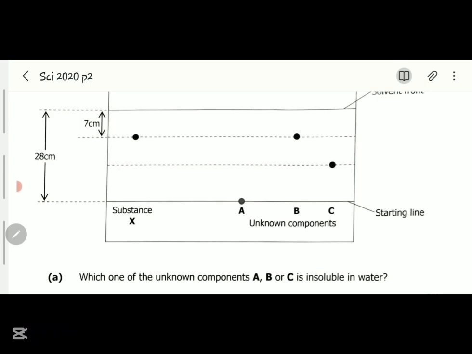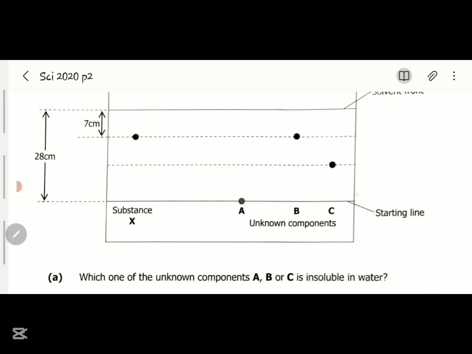So how does chromatography work? Chromatography is based on solubility. Chromatography is a separation technique used to separate components of a substance with different solubilities. So we need to always understand that chromatography uses solubility to separate various components of a mixture.